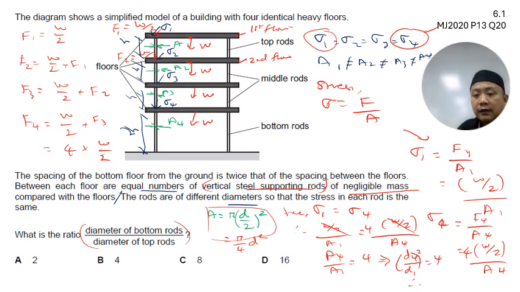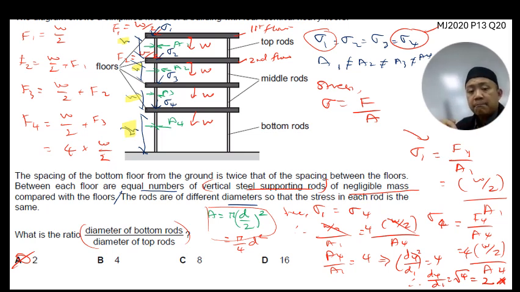Therefore, the ratio of the diameter of the bottom rods, D4, against the diameter of the top rod, D1, will be equal to the square root of 4. Here you get 2, so the answer is A. It's a bit gaslighting, if you want to consider the height basically does not play a role in determining the amount of stress that is placed onto the vertical rods.